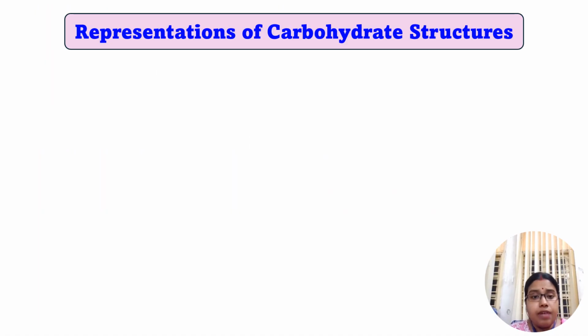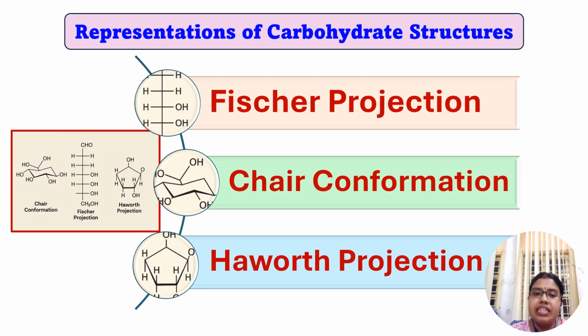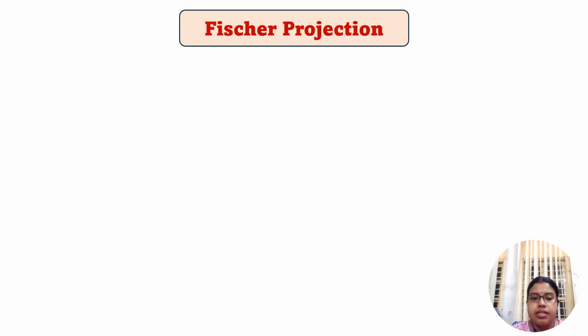Representation of the carbohydrate structure. There are different types of representation for carbohydrates. There are mainly three types: one is the Fischer projection, another is the chair conformation, and the Haworth projection. Let's discuss each of these representations. First one is the Fischer projection.